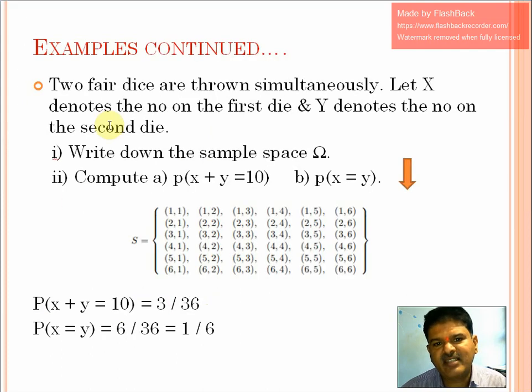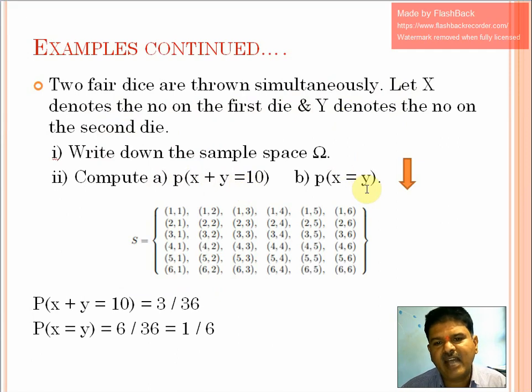So take one more example. Two fair dice are thrown simultaneously. Let x denote the number on the first die and y denote the number on the second die. Write down the sample space omega and compute the probability of x plus y equal to 10, and the second one is the probability of x equal to y.